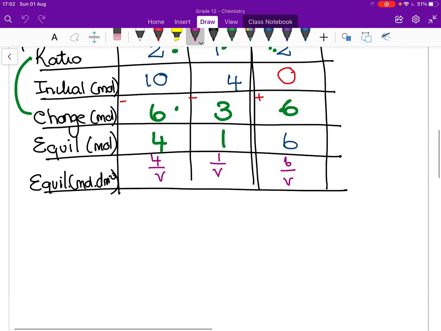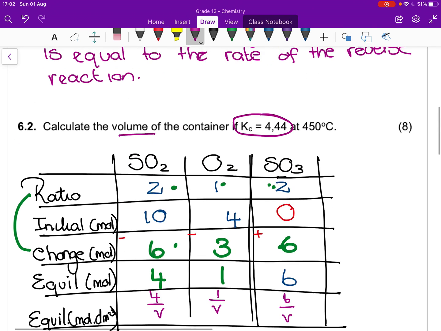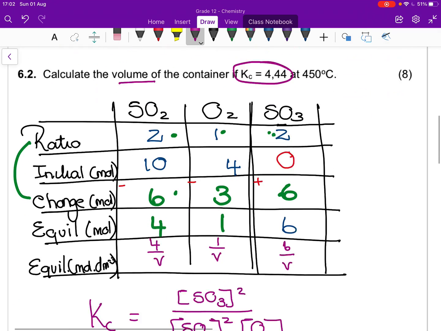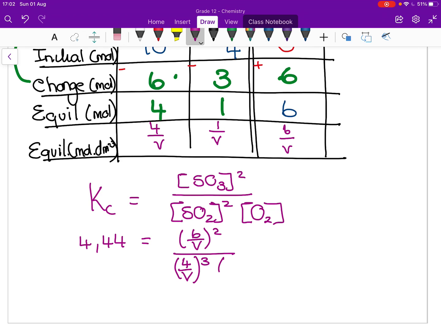So look, Kc is SO3 squared over SO2 squared times O2. They said to me that the Kc value was 4,44. So I know that this is going to be 4,44, 6 over v squared, divided by 4 over v cubed, and 6 over v.